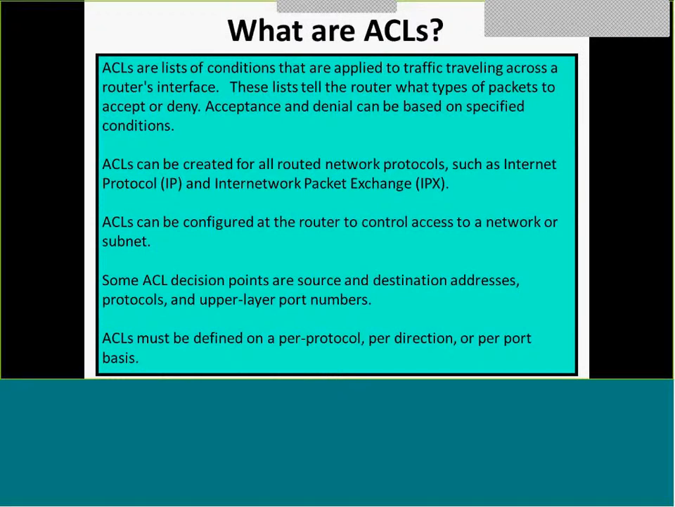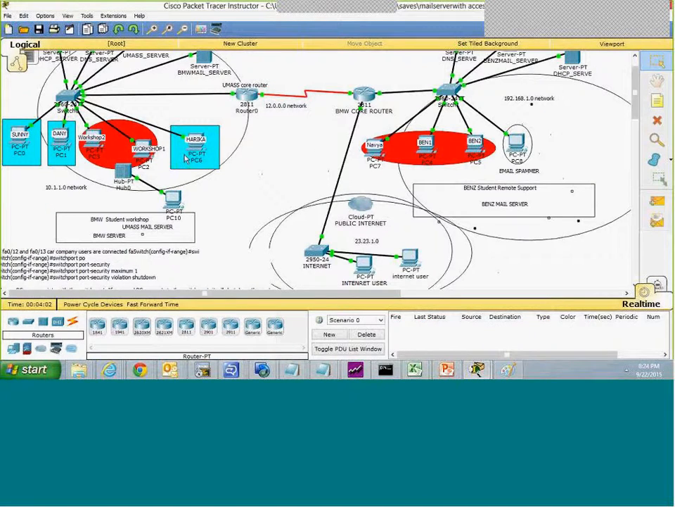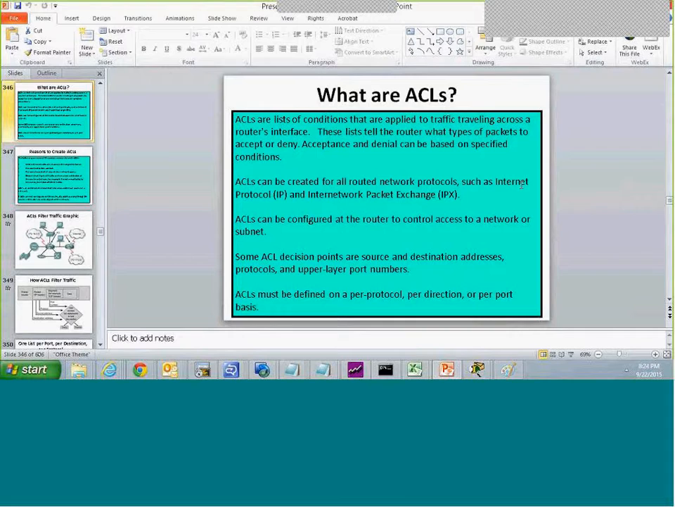It is nothing but a list of conditions applied to traffic traveling across the router's interface. This tells the router what type of packets to accept or deny based on specific conditions. We already discussed that. But let's go back to this here. I want only access to mail servers, while this one gets certain mail servers. You don't want them to access the very critical servers in this location. So what do we do?